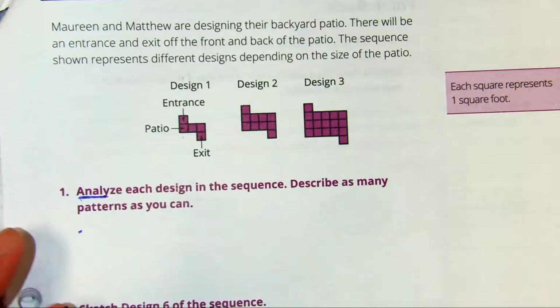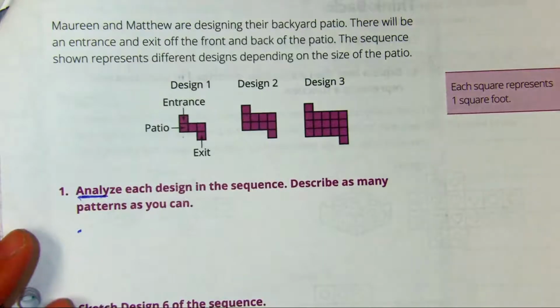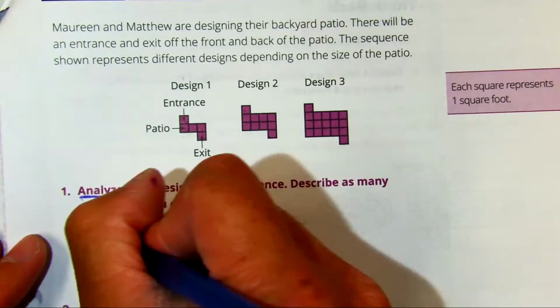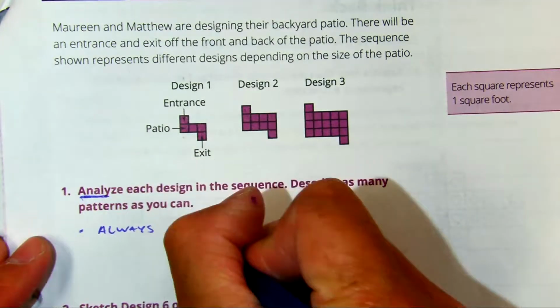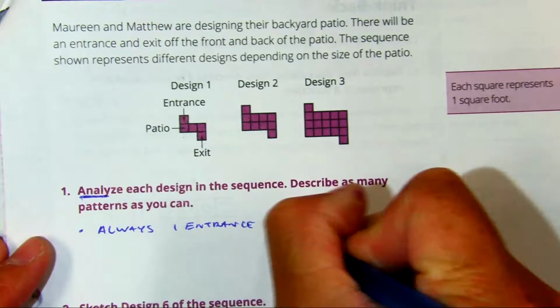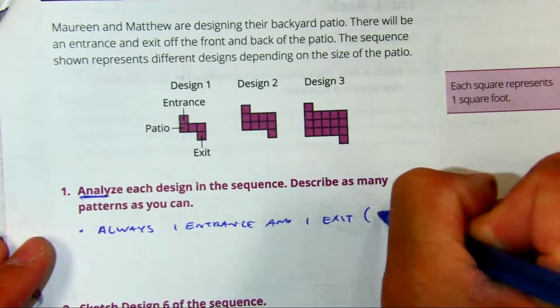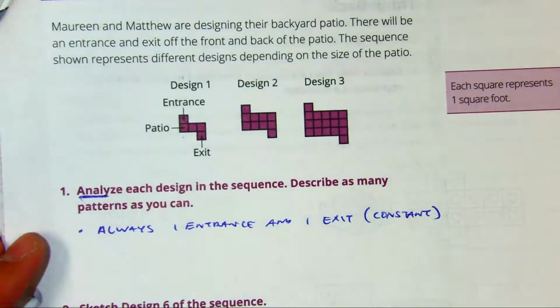What do you guys notice about these vocabulary words, about the entrance? Point to another entrance. What do you guys notice? There's always, how many? 1 entrance and 1 exit. In math, you guys said that was called a constant. It stays the same.